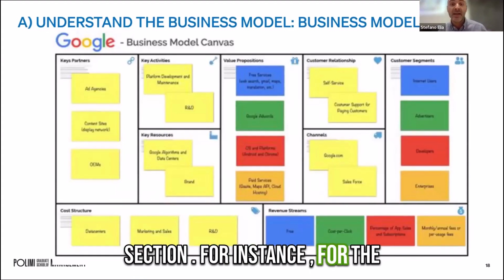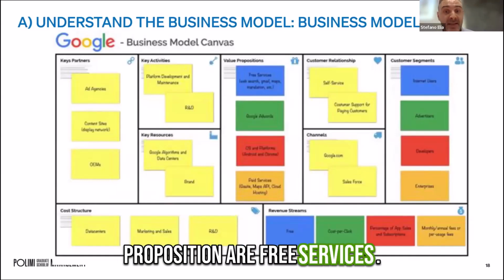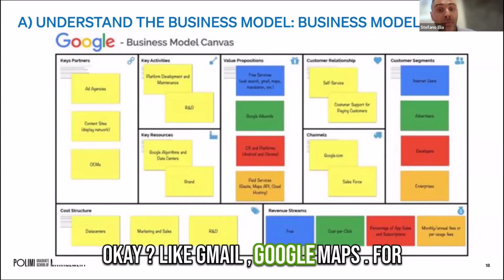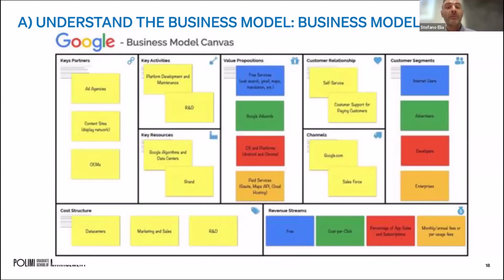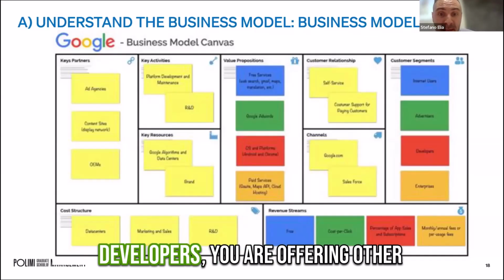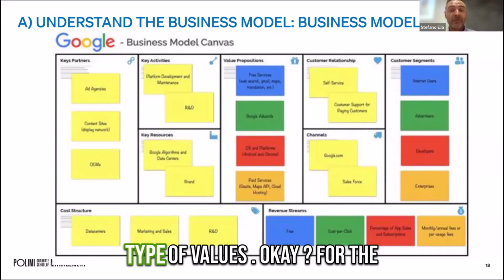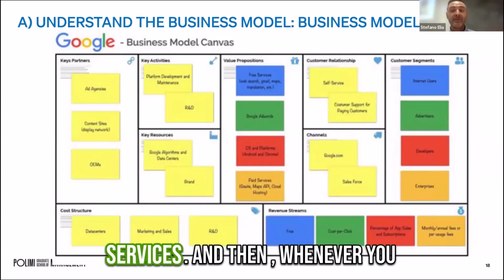For instance, for the internet users, the value propositions are free services, like Gmail, Google Maps. For the advertisers, what type of value proposition are you offering? Google Advertise. For the developers, you are offering other types of value. For the enterprises, you are offering paid services.